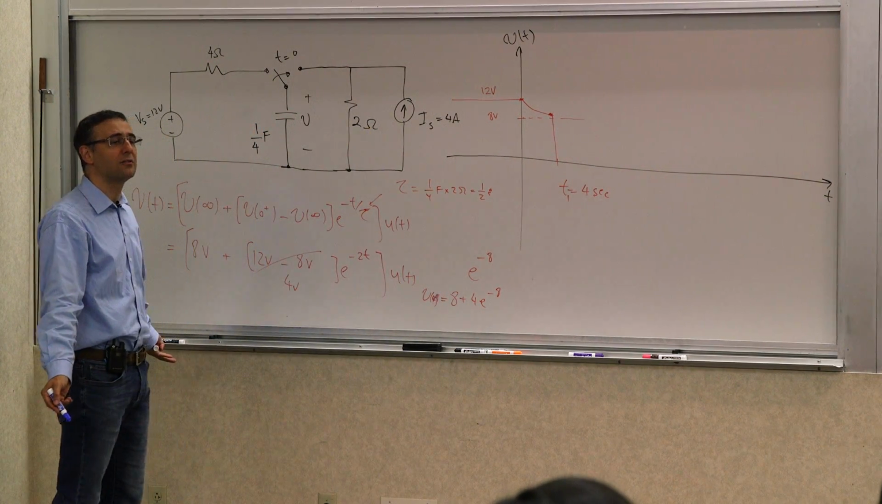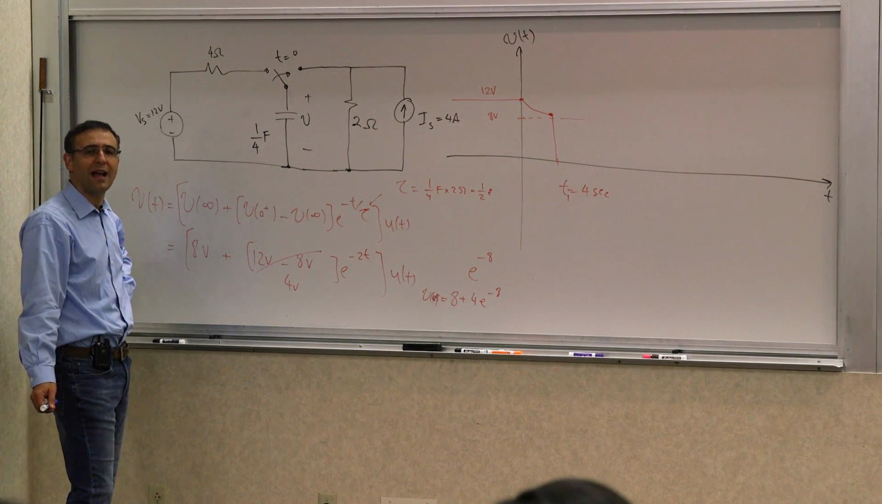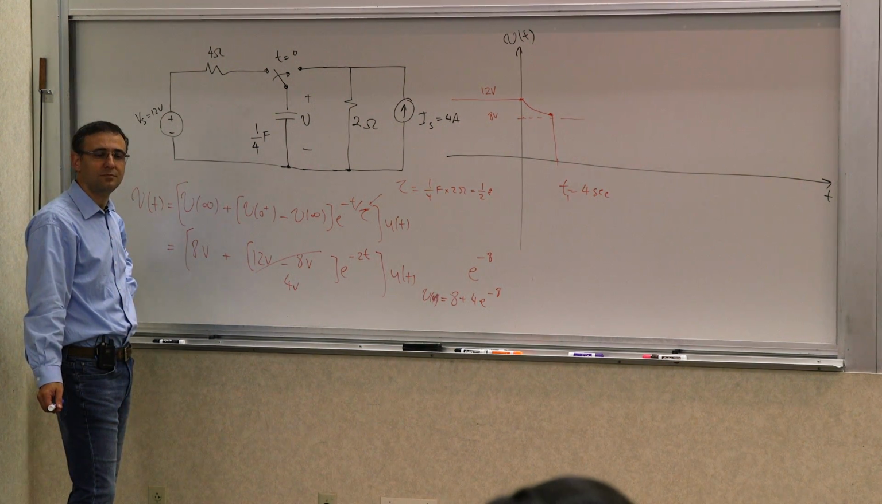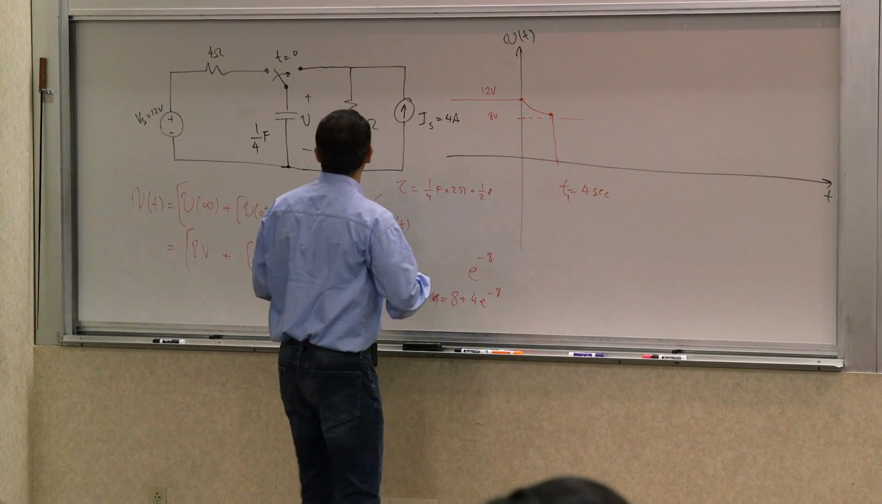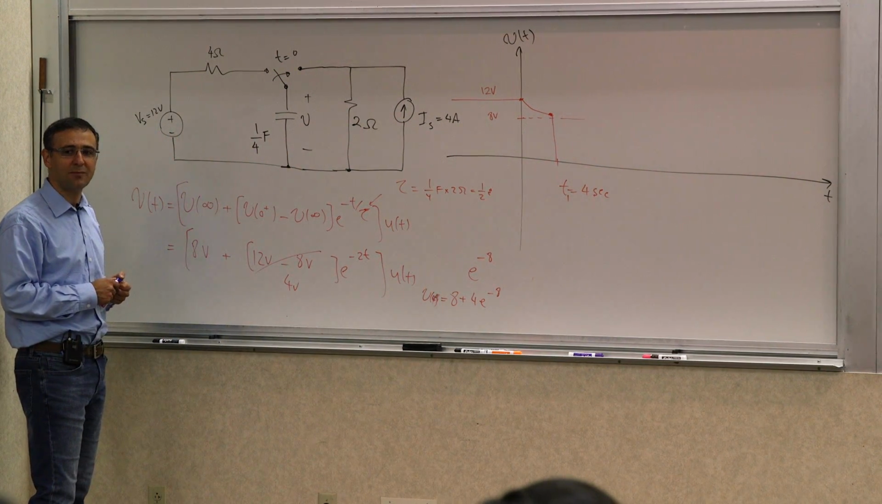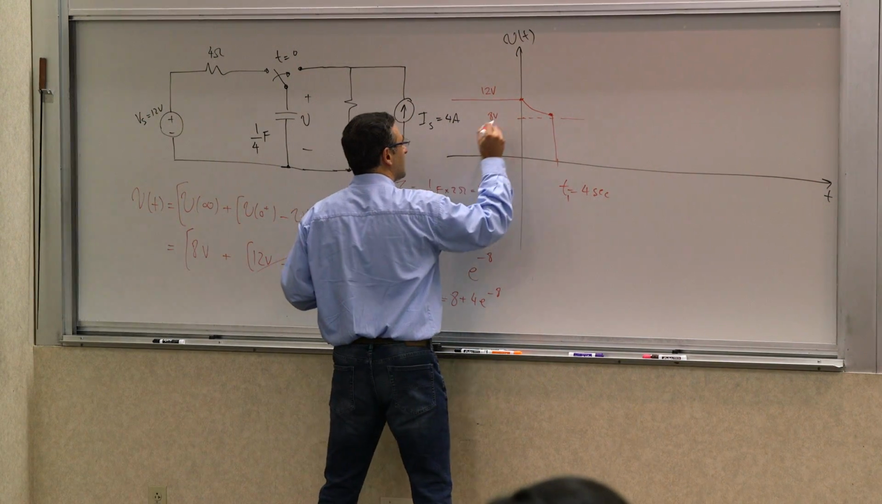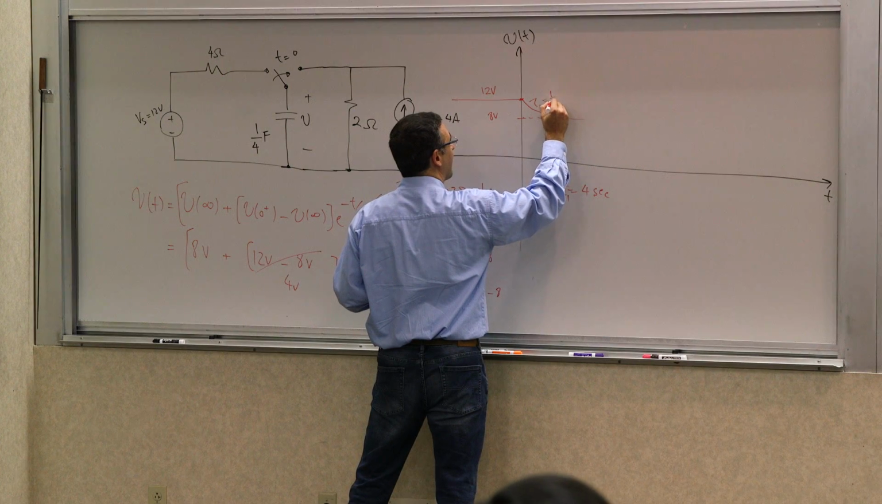What's the final value when the switch is back this way? What is the value it's going to go towards? 12. So it's going to go there. And now, what is the time constant? Is it the same time constant? No. So this is tau 1, which is 1/2 a second.